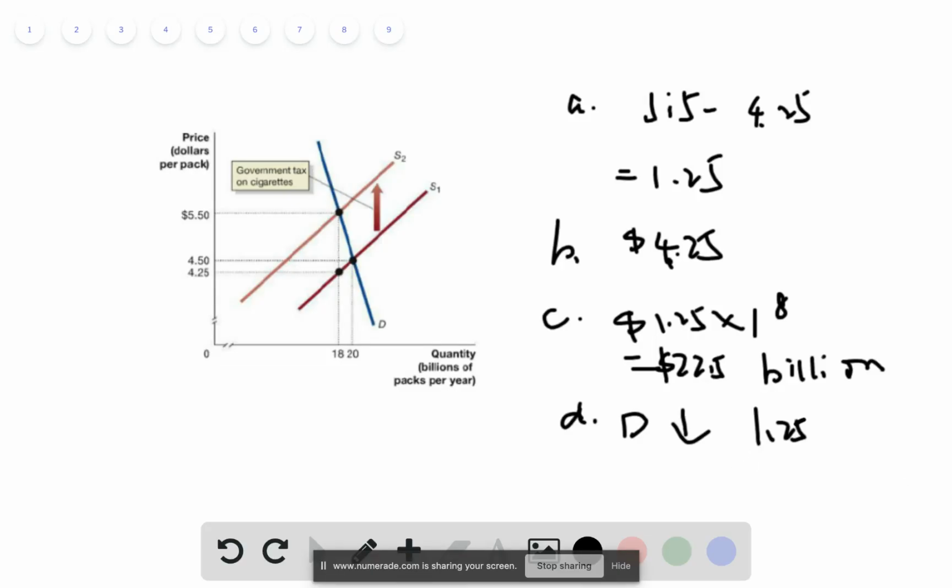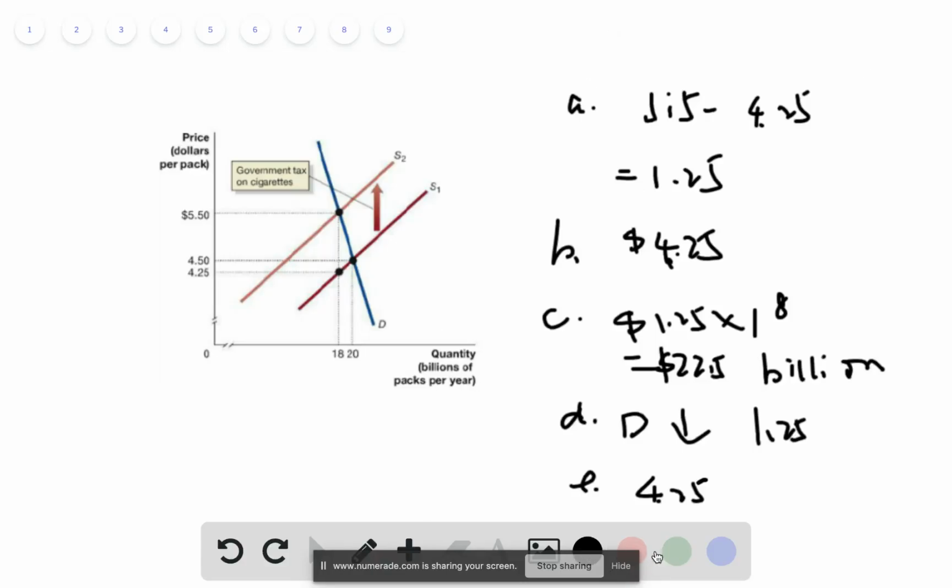Okay, so let's look at E. If the tax were collected from the buyer, what would be the new equilibrium price that buyers pay the producer of the cigarettes? Okay, so the new equilibrium price that the buyers pay the producer will be 4.25 per pack, because the demand curve will shift down by the amount of the tax.